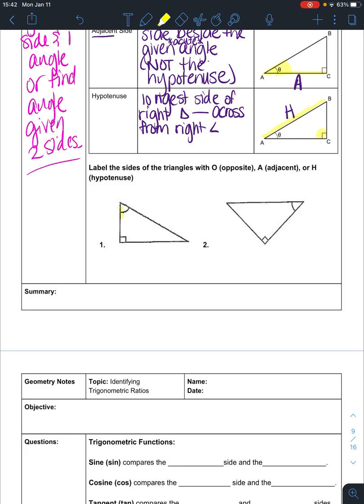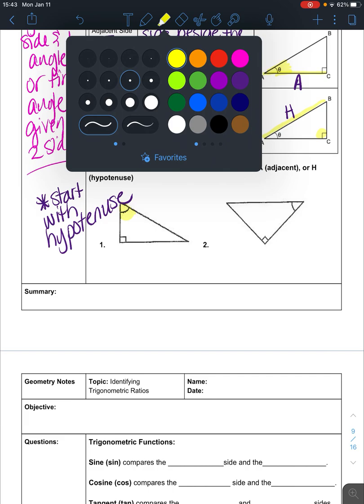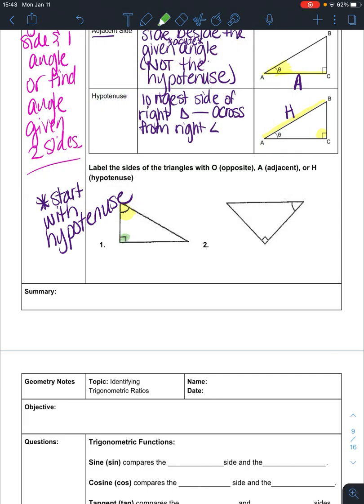So if this is my given angle, what I want us to do is label the sides with O for opposite, A for adjacent, and H for hypotenuse. If you have that angle right there, I think it is easiest to start with the hypotenuse. Get it out of the way, that way you don't make any mistakes. So start with locating the hypotenuse. Even if you don't need it later in the problems, it's helpful to still find it. Remember, you find the right angle, and the hypotenuse is the side that's across from the right angle. So this side is the hypotenuse.